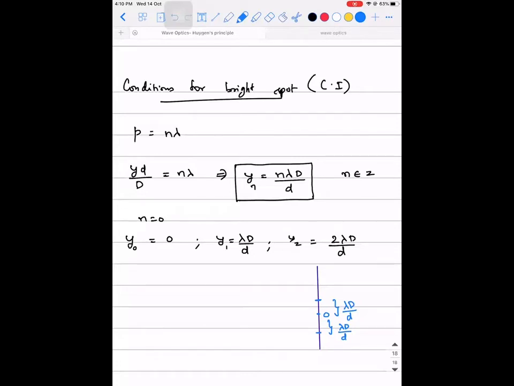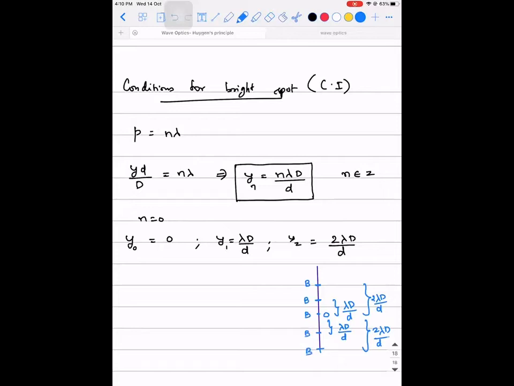Because when you substitute n is equal to minus 1, you will get minus lambda D by d. That is below origin. Where will you find the next bright spot? At a distance of 2 lambda D by d. Here you will find it at a distance of 2 lambda into capital D divided by d. Right? So all these are bright spots.